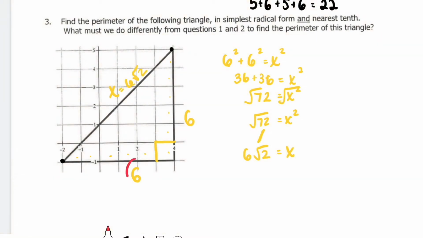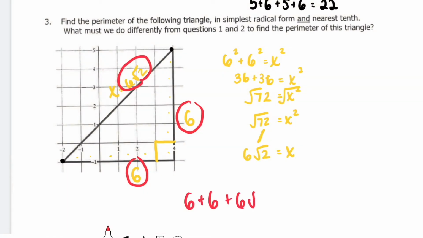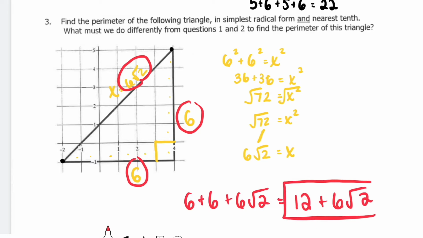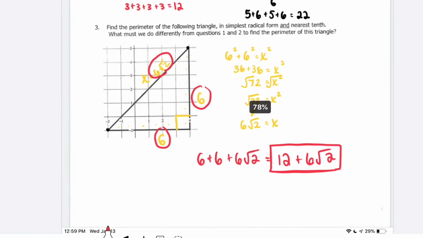So when I add up all the sides, I have 6 plus 6 plus 6 rad 2, which is 12 plus 6 rad 2. The only thing that gets tricky here is you cannot combine this 12 and this 6 because this 6 is attached to the radical 2, so they have to stay separate. So it's 12 plus 6 radical 2. You never combine any radicals with any regular numbers, you keep them separate.